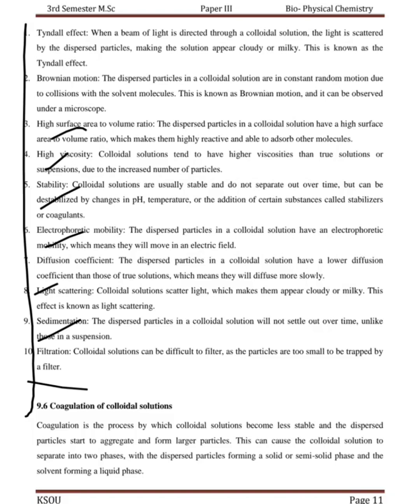Brownian motion, Tyndall effect. So Tyndall effect is when the light is scattered by the dispersed particles. When one type of substance is dispersed in another substance and light is passed through, the light gets scattered inside the media, so that is known as the Tyndall effect. And these are the terms you should know.